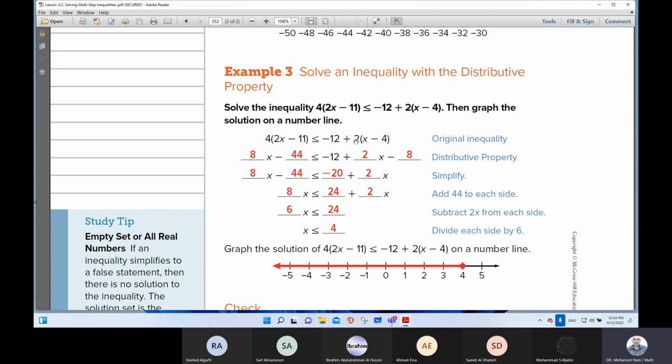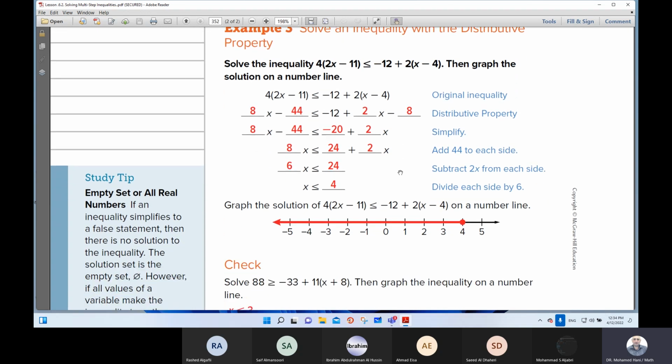And here you have the same idea. 2 times x will be 2x. 2 times negative 4 will be negative 8. Then we can add here negative 12 with negative 8 will be negative 20. And here we have 2x. Then here you have 8x, and here negative 44, and here negative 20, and here 2x. We can move 2x to the first side, and we can move negative 44 to the first side.